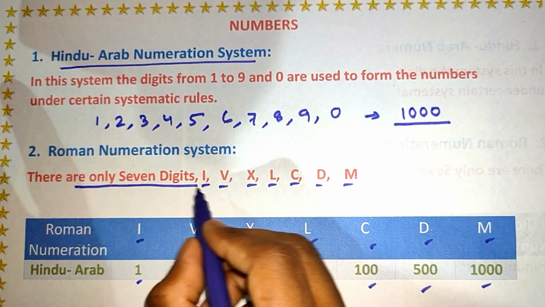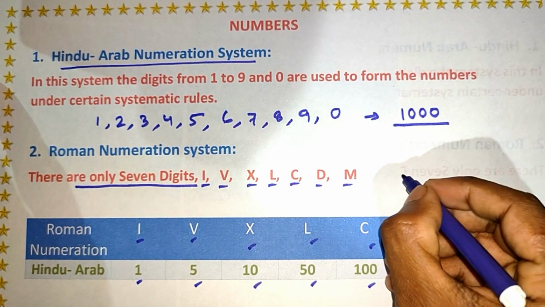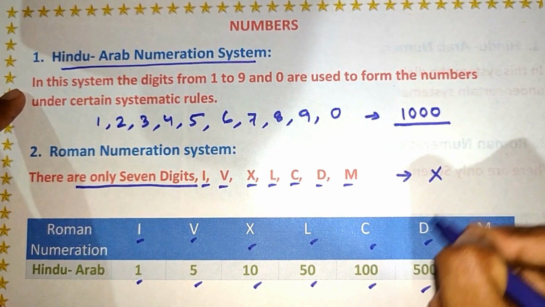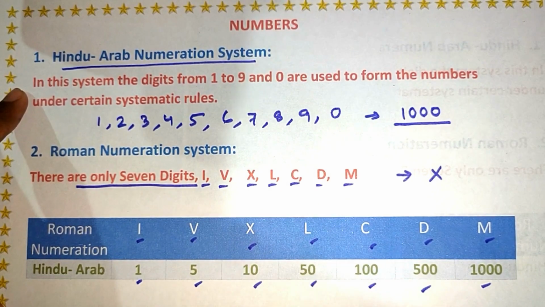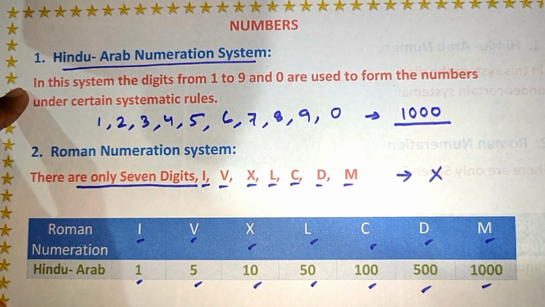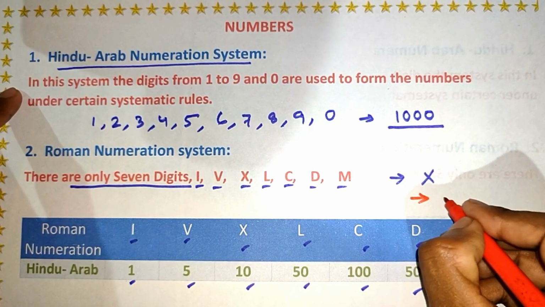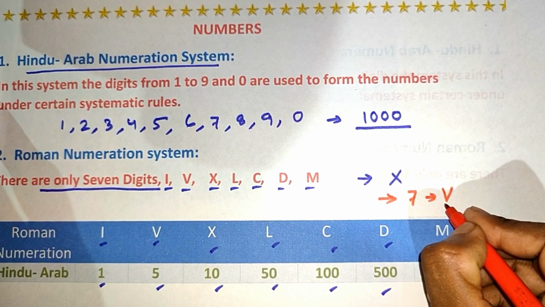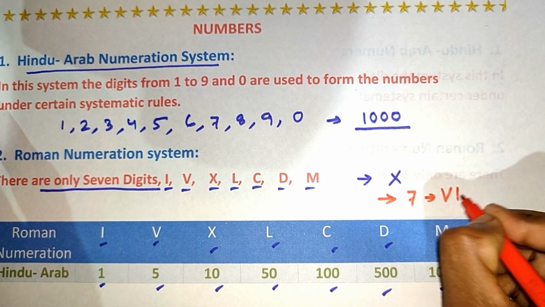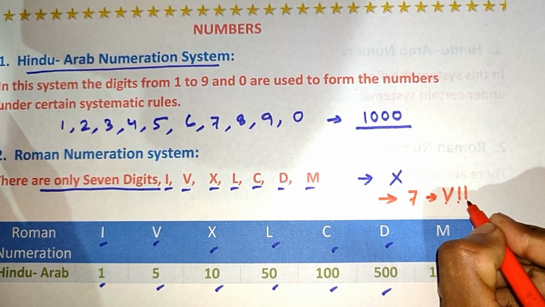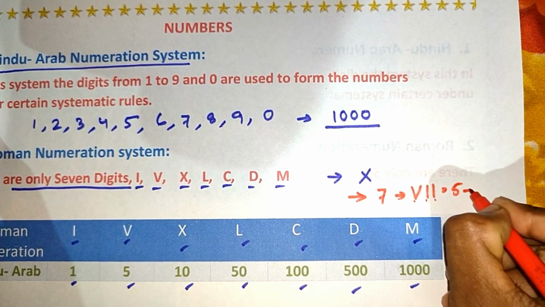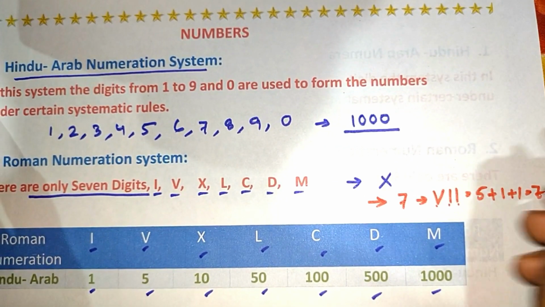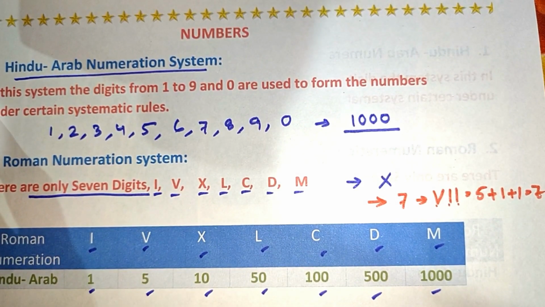And with the help of these Roman symbols, we can write any number. Suppose I am writing 10, so I can write only X because X represents 10. Suppose I have to write 7. So what can I write? I can write V, because V represents 5, and 2 I's. 5, 1 and 1. So it will be our 7 because 5 plus 1 plus 1 is equal to 7. So this is how we can represent any number by Roman numerals.